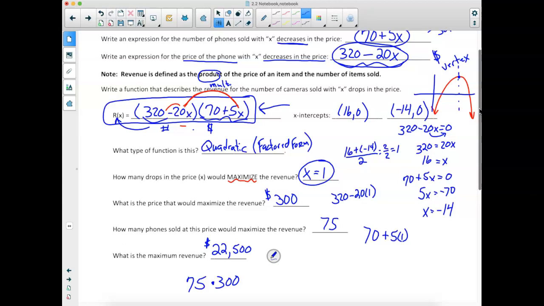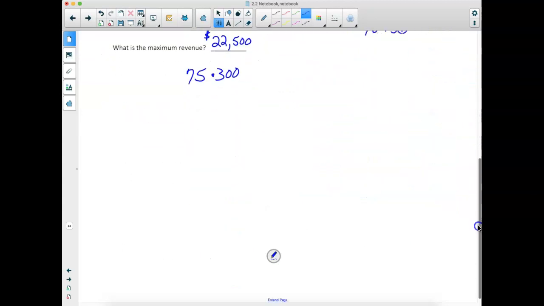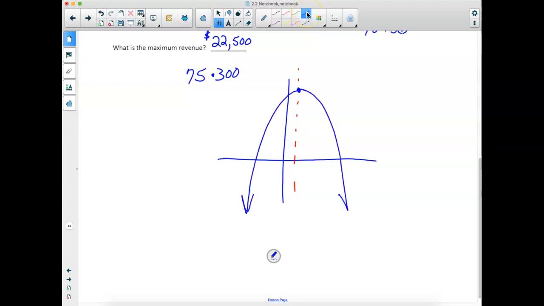Okay, now the cool thing is, when I look at my graph, if I graphed this in Desmos, I'm going to have it here at 1, I'm going to have a big old vertex right here. This thing's going to be coming down, I have my x-intercepts I found. This top part, what do you think the ordered pair of that's going to be? (1, $22,500). My vertex is talking about the number of price drops and how much revenue I am making right there.